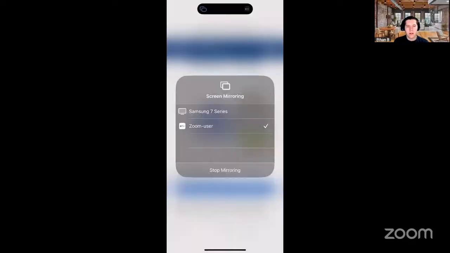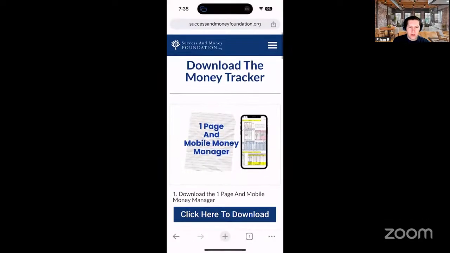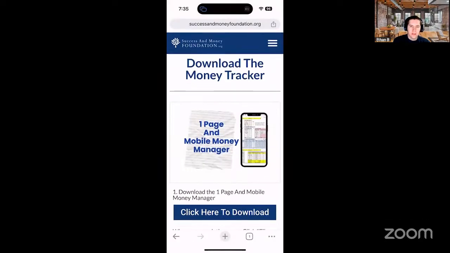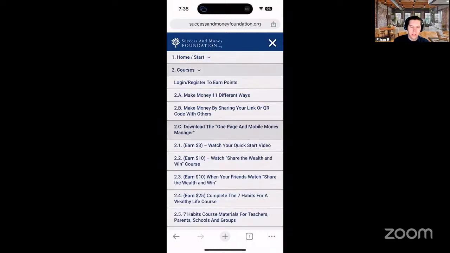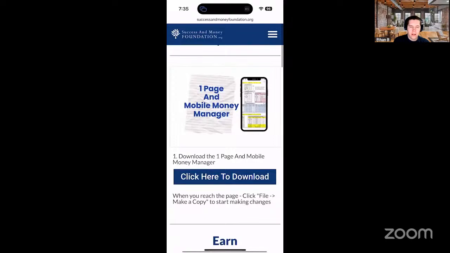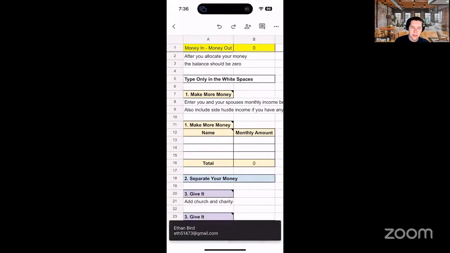Okay, that's just spinning. It should pop up here in 1 second. There we go. Okay, so all you have to do is go to the same spot Tom was just showing us on the website. It's number 2 courses and then 2C, download the one page and mobile money manager. So I'm here and there it is. You're just going to click here to download, big blue button. And there you go. Now I'm looking at the other copy.